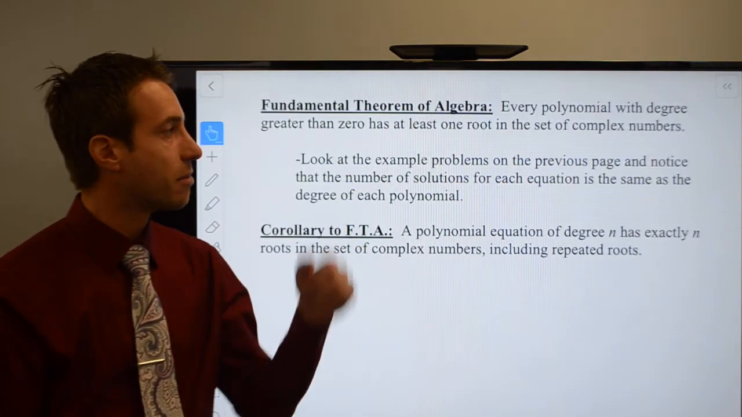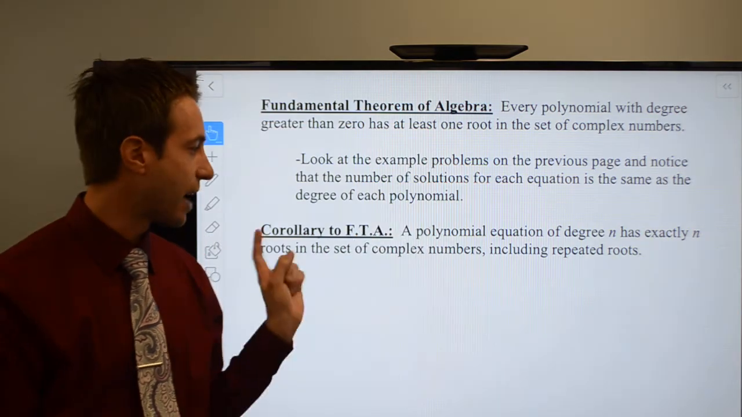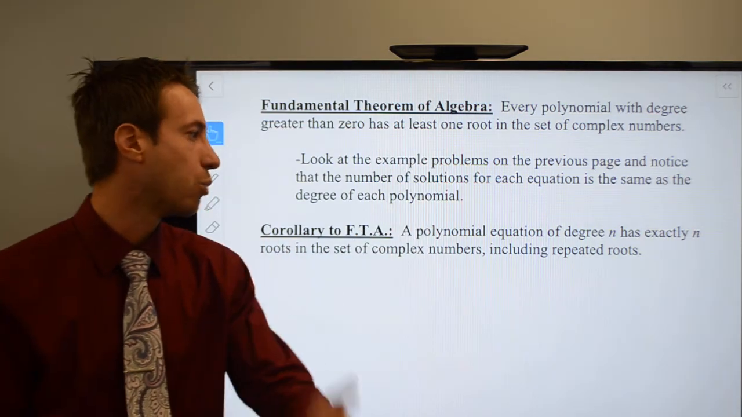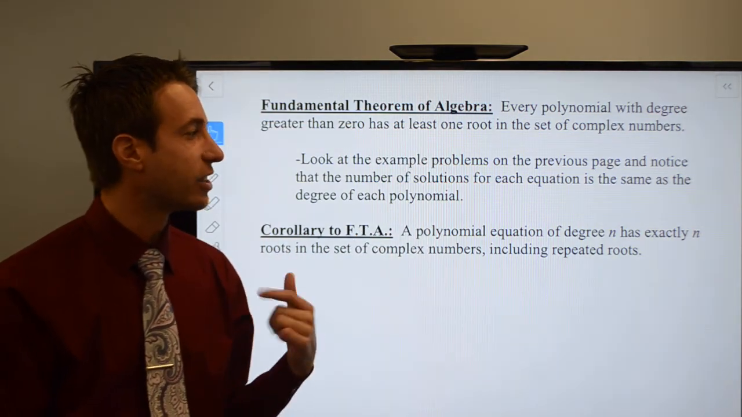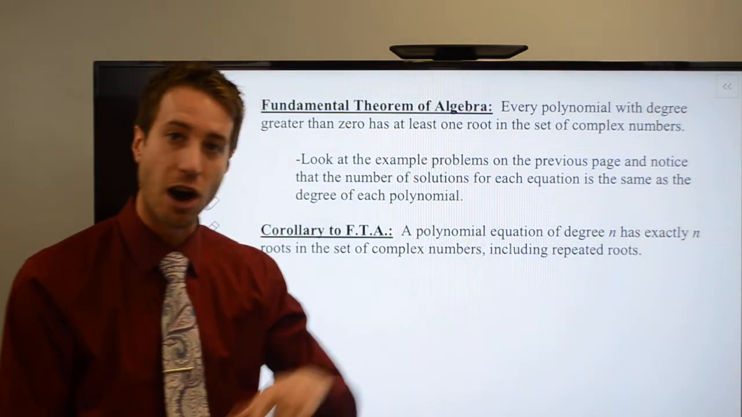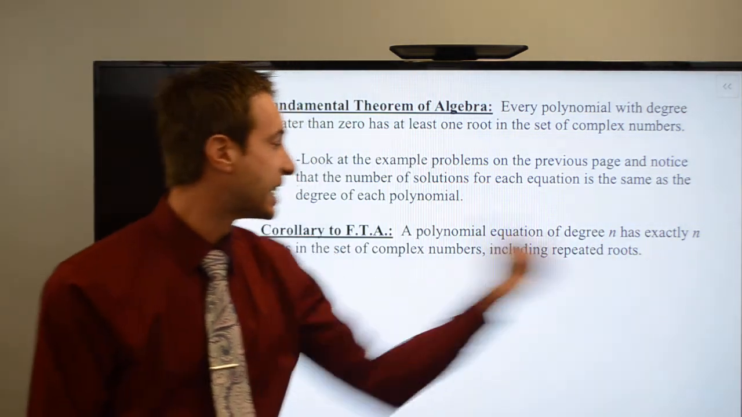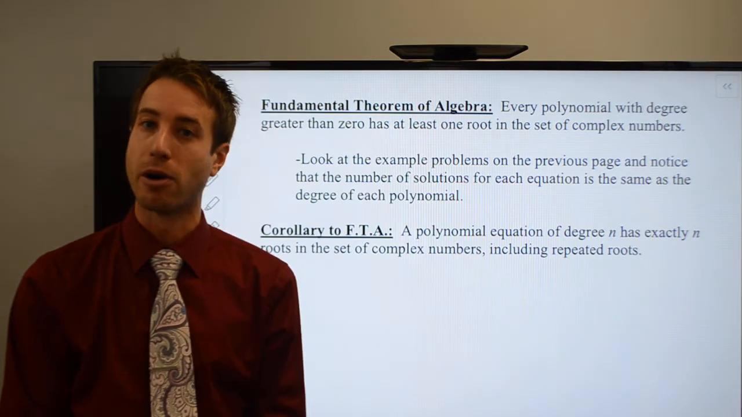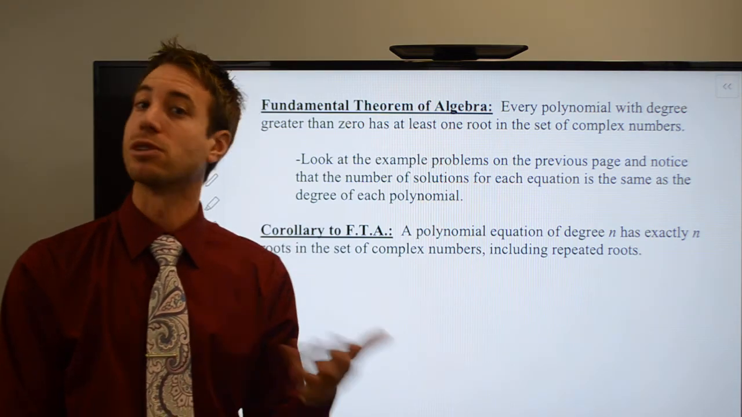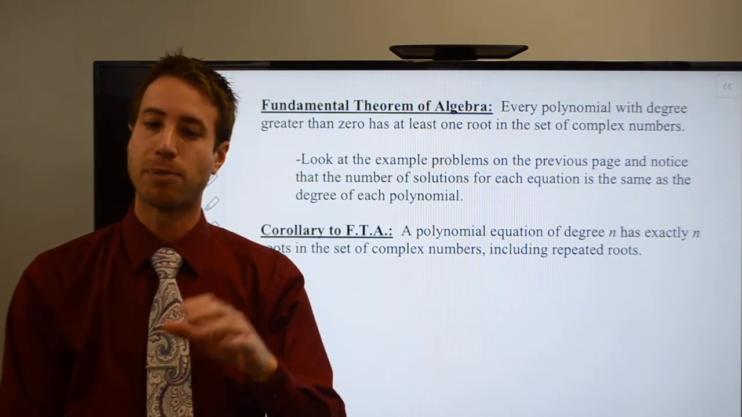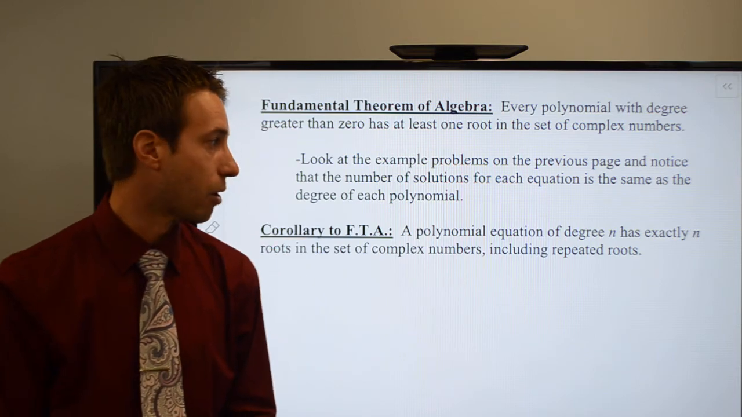So the fundamental theorem of algebra, just again mentioning it here, and then the corollary, which is really what we're using, and that corollary states that the degree of a polynomial is exactly equal to the number of zeros that polynomial will have. So if you know the degree of the polynomial, you know how many zeros that polynomial will need to have.